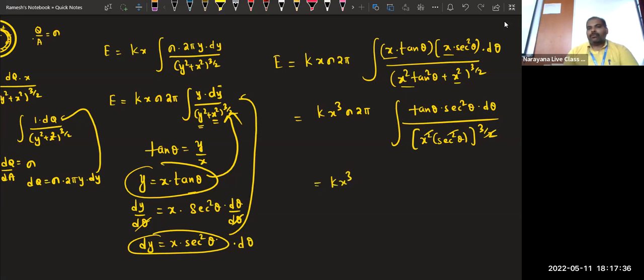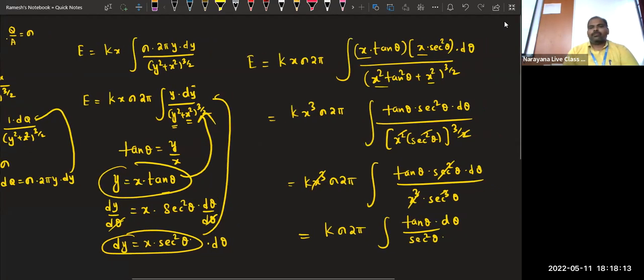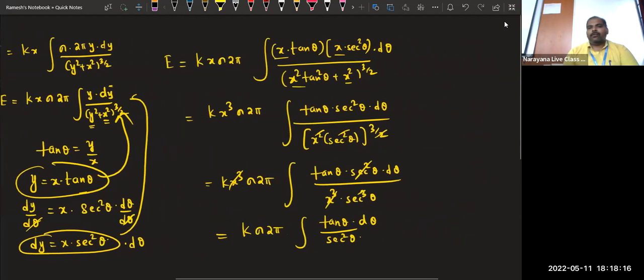k into x cube into sigma into 2 pi and integration of how much? Tan theta into secant square theta into d theta, whole divided by how much? x cube into secant cube theta. This one cancels out. Understood? This one also cancels out. Correct? So k into sigma into 2 pi and integration of how much? Tan theta into d theta, and whole divided by how much? Secant square theta. Still complex only, na?